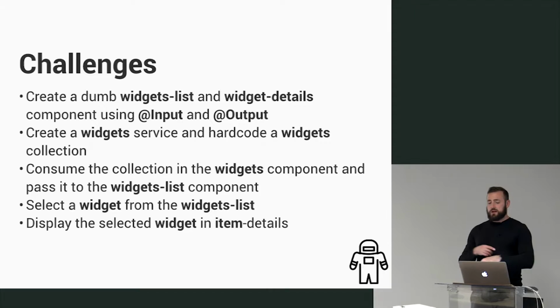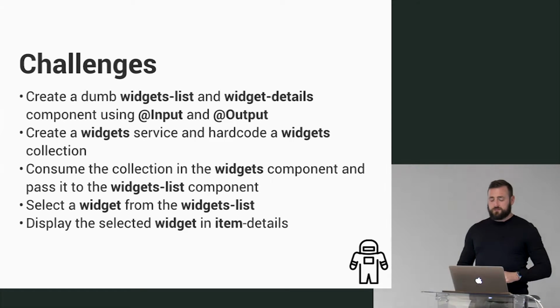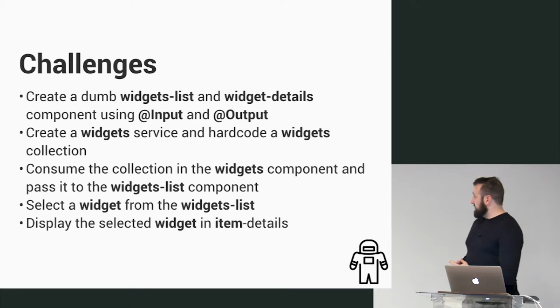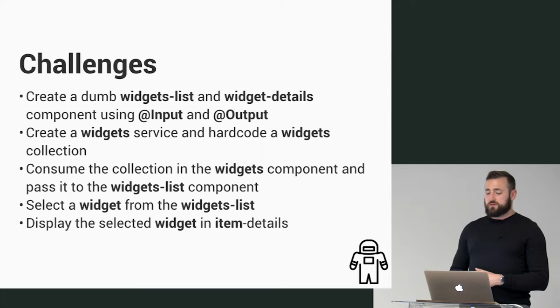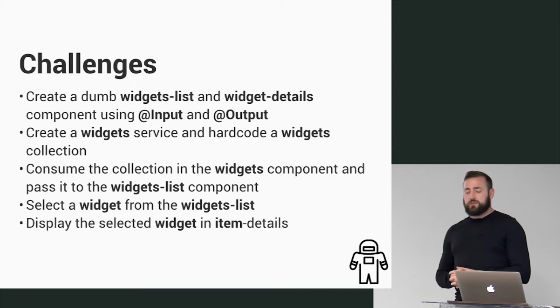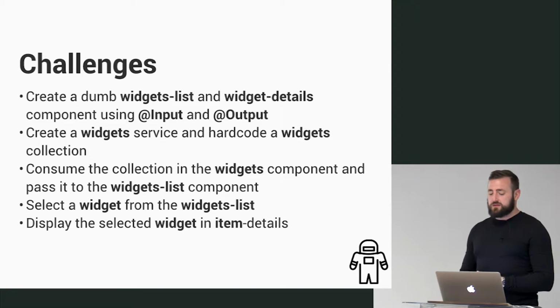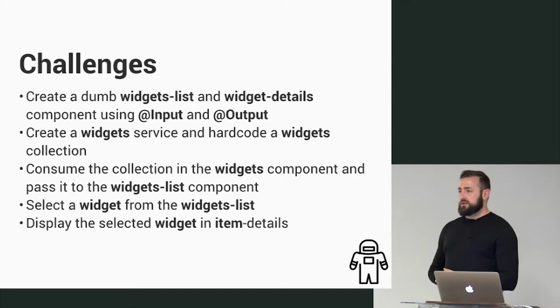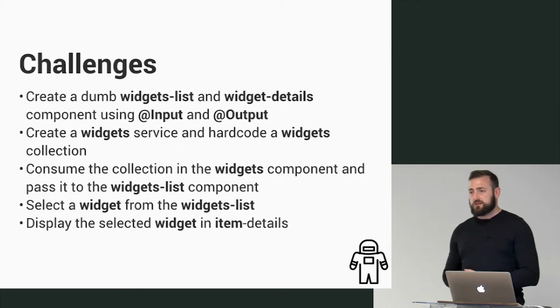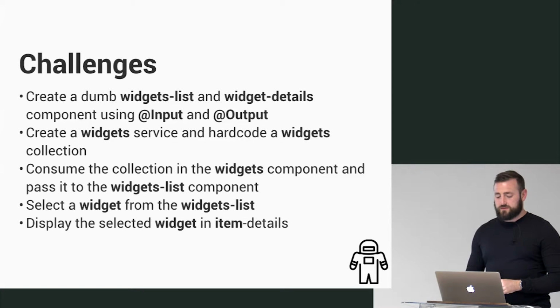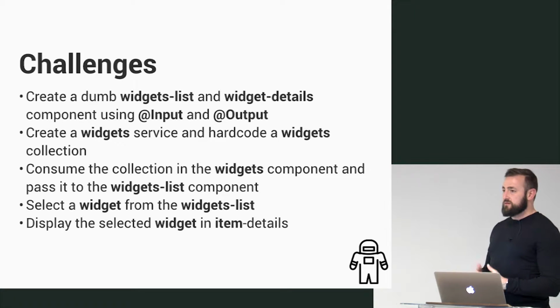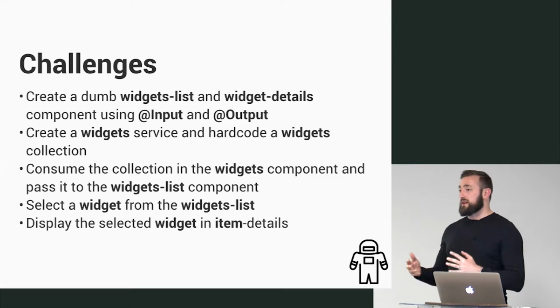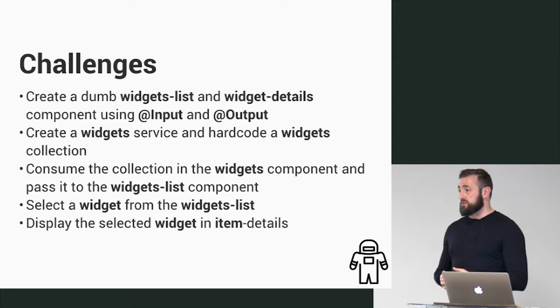All right, time for the challenges. So what I'd like you to do is, using the items component as a reference, we're going to create a dumb widgets-list component and a widgets-detail component using inputs and outputs. From there, create a widget service and hard code a widgets collection. So this can just be an array of widget items, whatever you want to do.